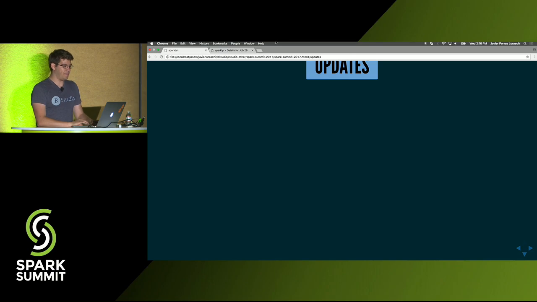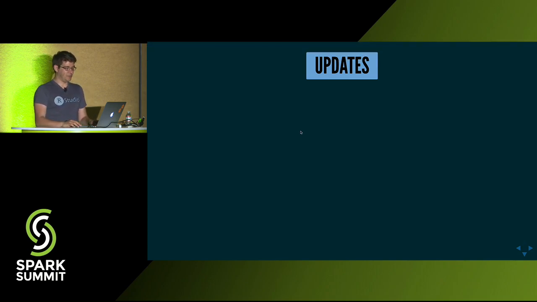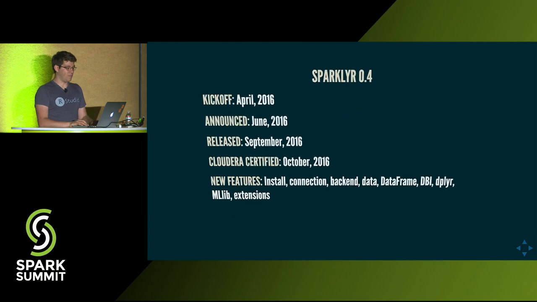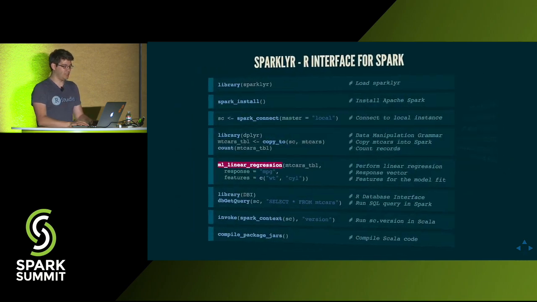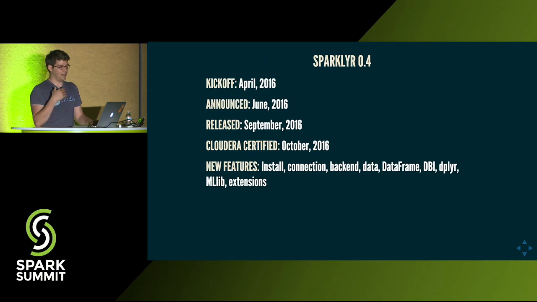Catching up with what has happened in the last 6 months, I'm just going to walk you through what features have been developed and what things have changed. So this project started in April 2016, so that was last year. We announced it at useR the same year, and we released it to CRAN, which is our main distribution center for any R package, in September. The package got certified with Cloudera in October, and some other RStudio products as well got certified as part of this effort. And the features that we basically covered on this previous slide were all features from the 0.4 release.